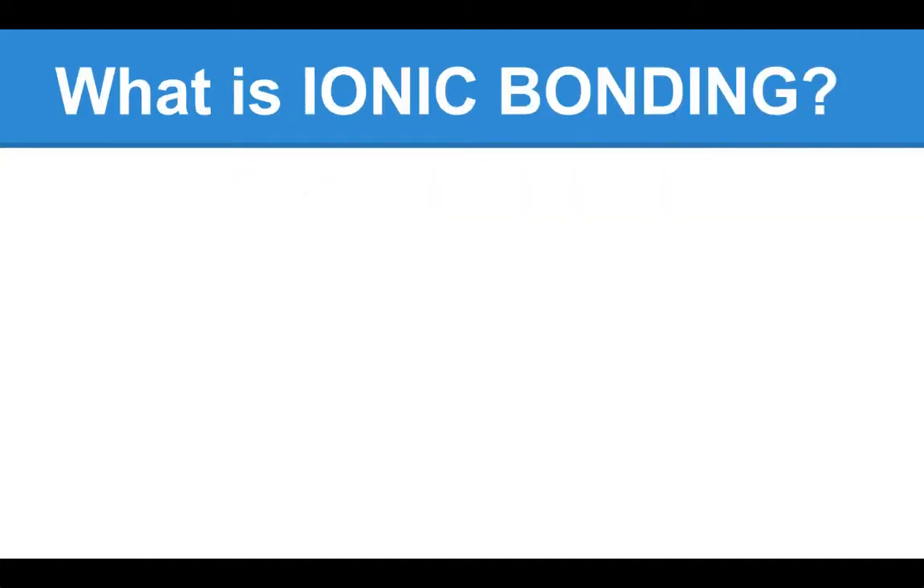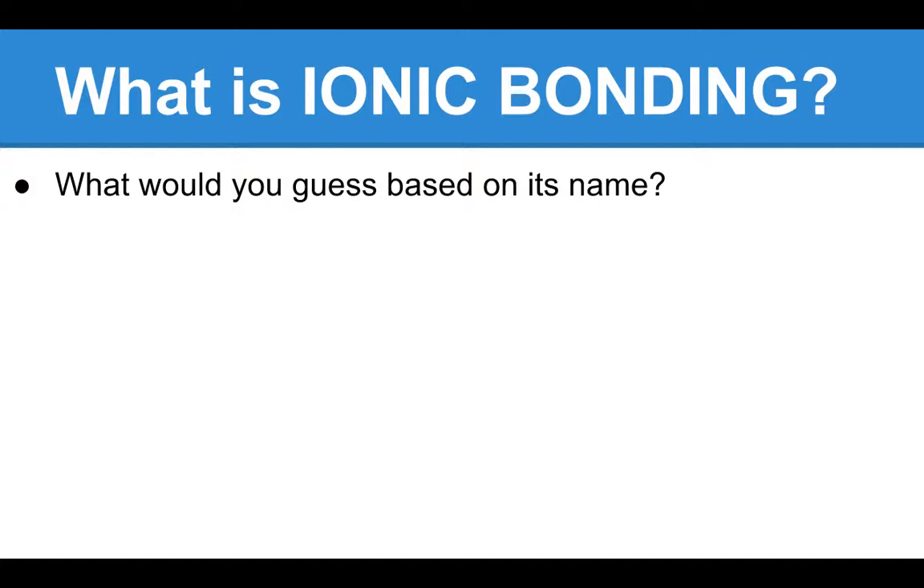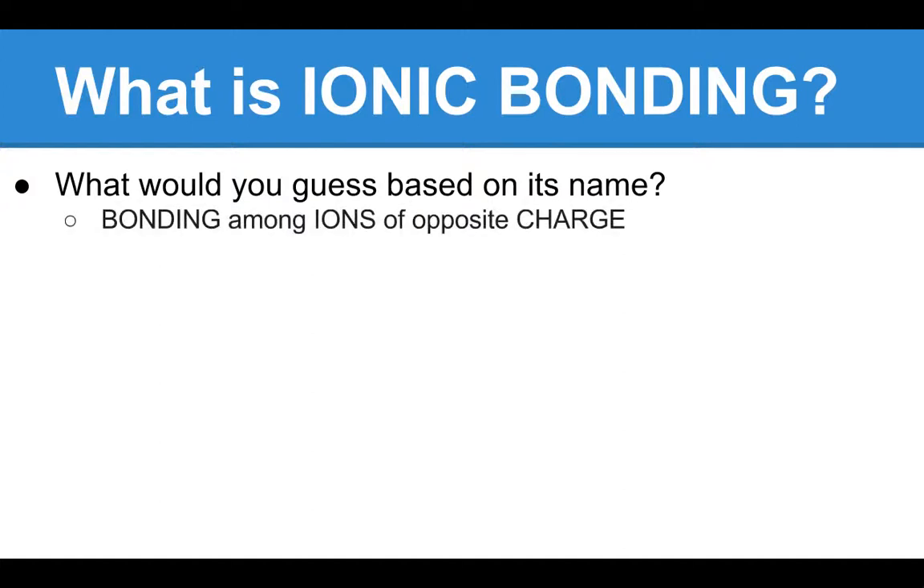Alright, so what is ionic bonding? Well, based on its name, you can kind of guess. It's the bonding that happens between ions. And the ions have to have opposite charge because if you remember, opposites attract and bonding involves things coming together. So because of that, it's the bonding among ions of opposite charge.